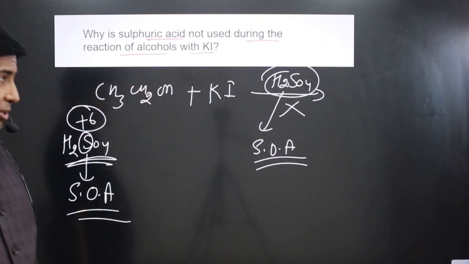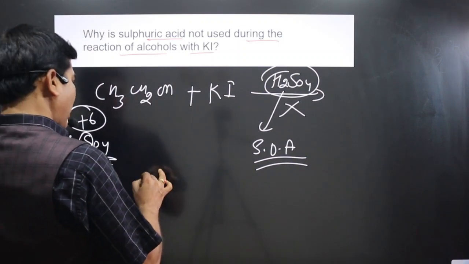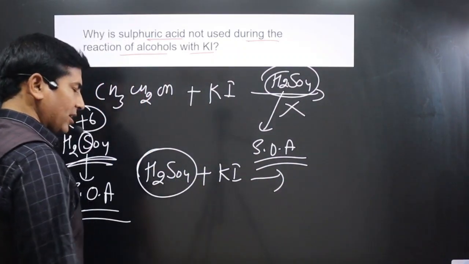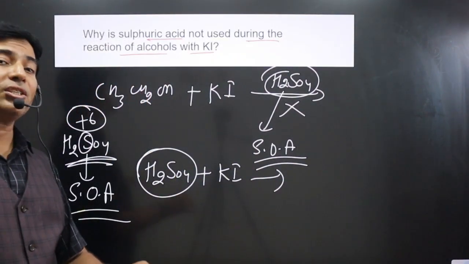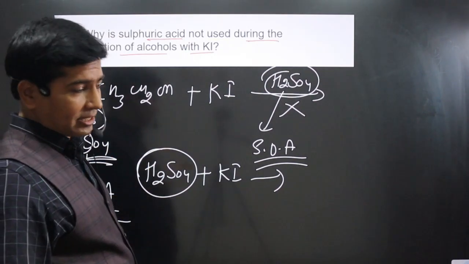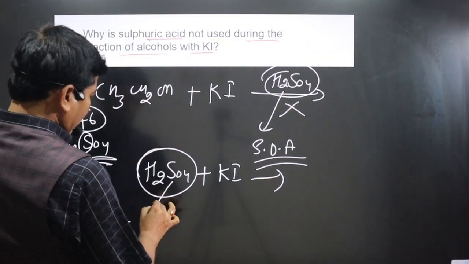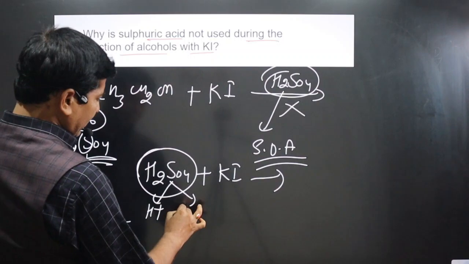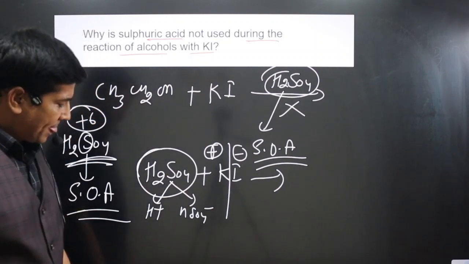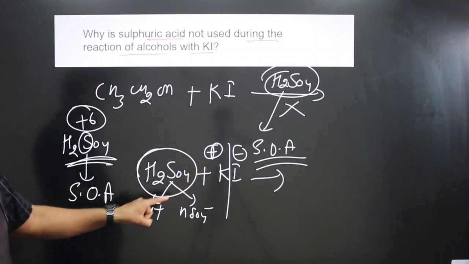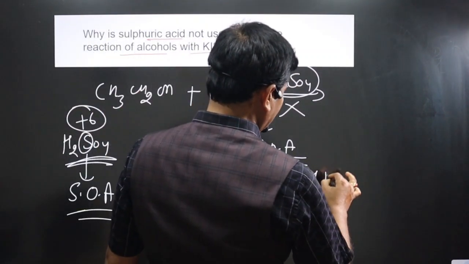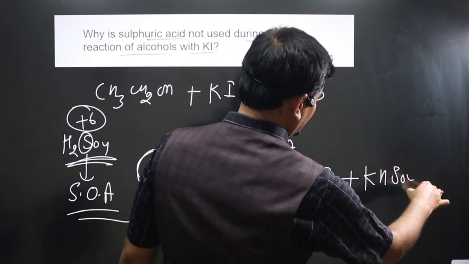How does the oxidation reaction take place? We have H2SO4 and KI. Pay attention very carefully. It is a very strong acid. Apart from being the strongest oxidizing agent, it is also a very strong acid. This is a diprotic acid, it can liberate 2 protons. I consider only 1 proton in the first stage. We get HSO4 minus. Here, this is positive and this is negative. We have HI, that is H plus I minus, and K plus HSO4 minus. So we get HI and then KHSO4.